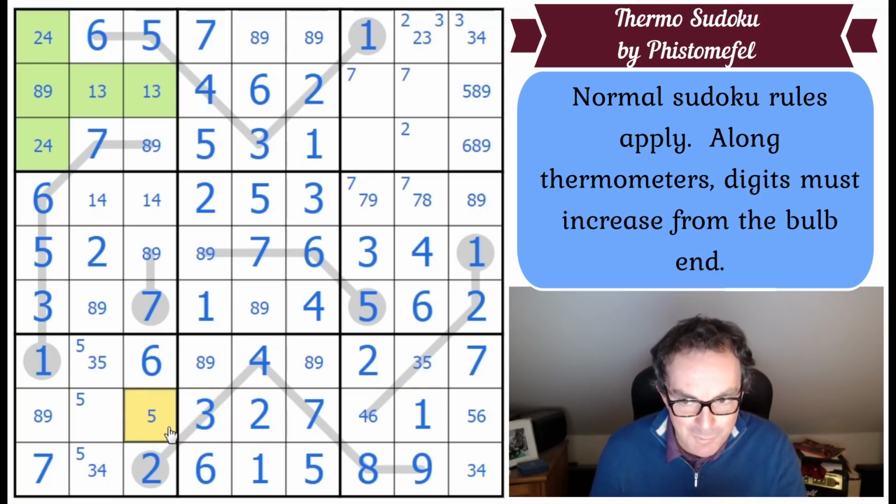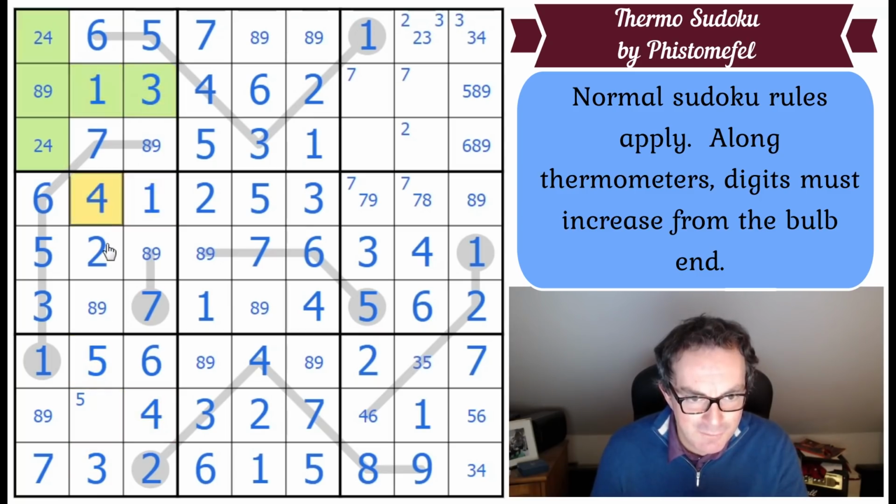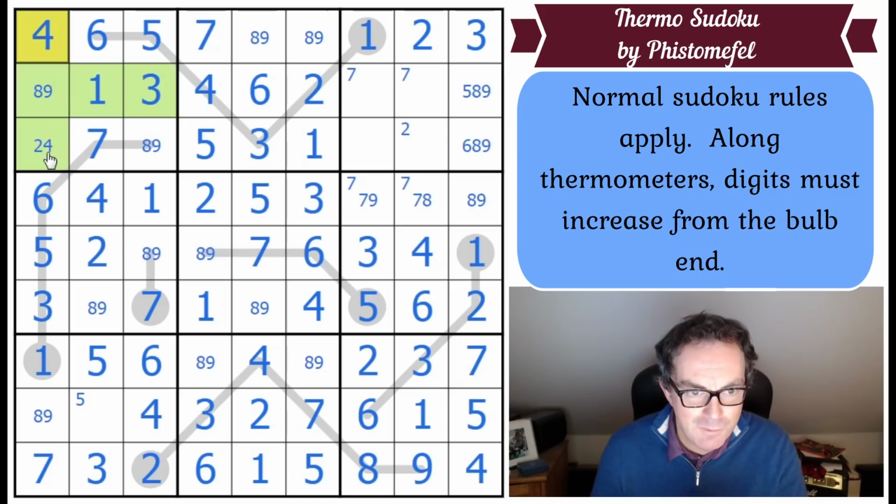That becomes a 4. And that is powerful, look. That gives me a 3 and a 5, which gives me a 3 and a 1 and a 4. Now this 4 becomes a 6, that becomes a 5, that becomes a 3. This thermometer is working, which is a relief. 4, 3, 2, 4, 2.